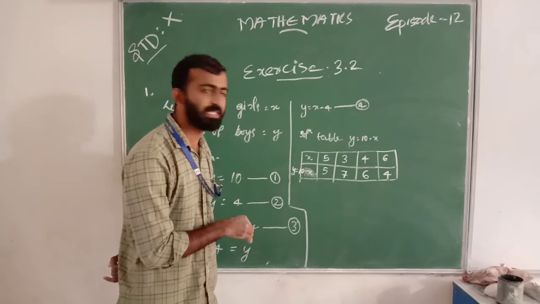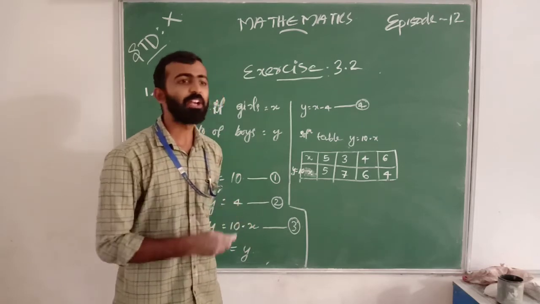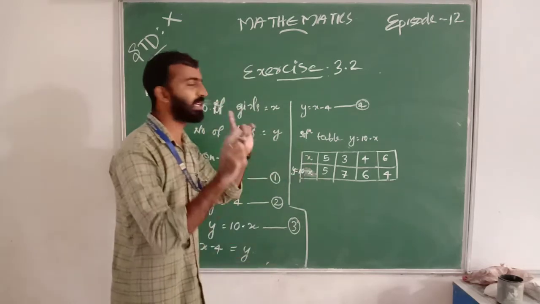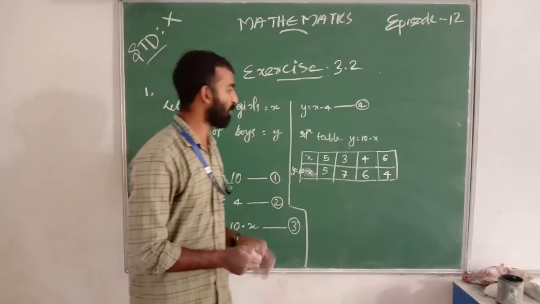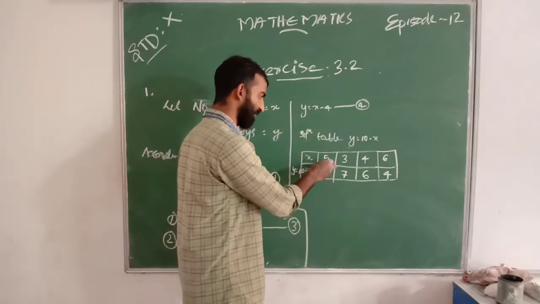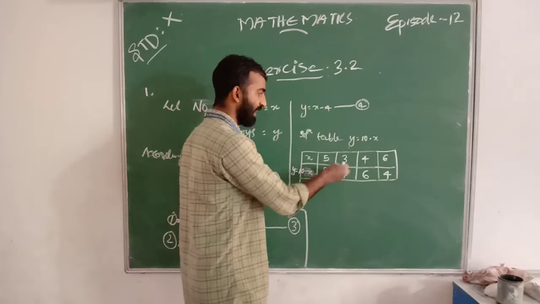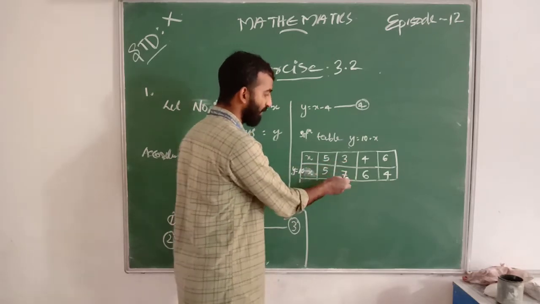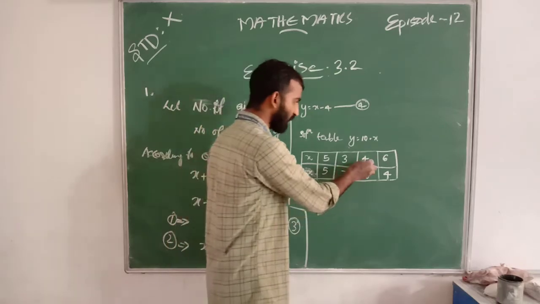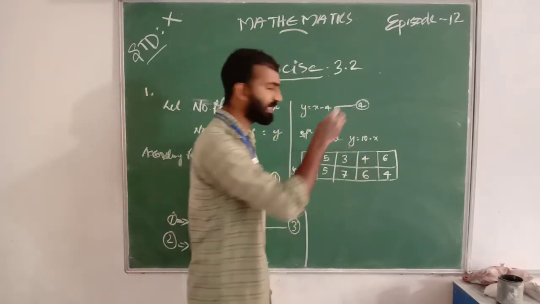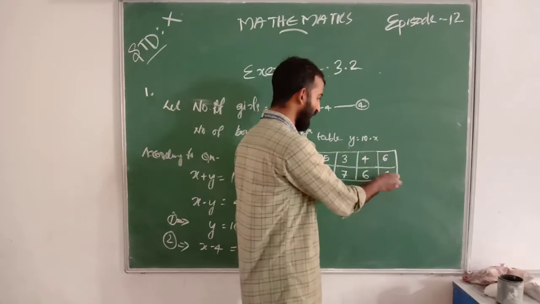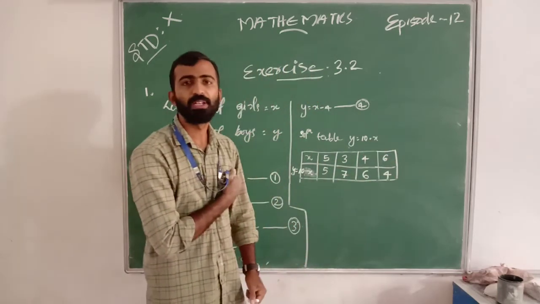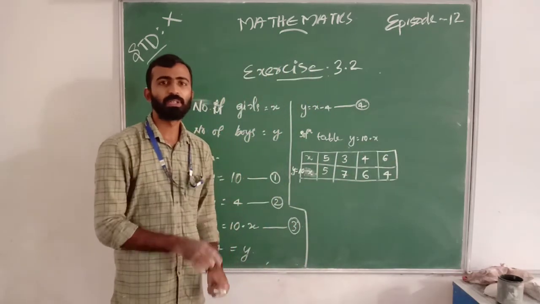Any doubt? That is the solution table for the first equation. There are 4 coordinates: x coordinate is 5 and y coordinate is 5, x coordinate is 3 and y coordinate is 7, x coordinate is 4 and y coordinate is 6, and x coordinate is 6 and y coordinate is 4. Any doubt?